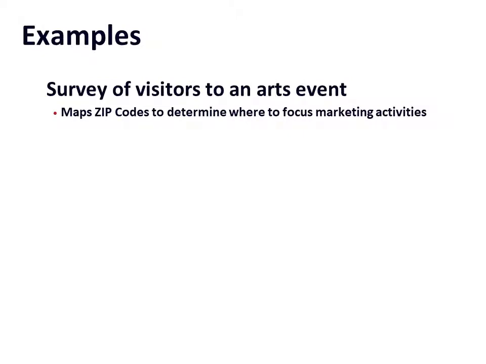So what are some examples? Surveys, visitors at an arts event. You're having an art show, you want to know where your audience is coming from, so you can target advertisements, or maybe you've just got the list of people who bought something and you want to target sales flyers in those areas. It's really simple. You have them sign up through some sort of mechanism where they provide you with an address, and maybe it's just zip codes that you're interested in. So you map zip codes to determine where to focus these activities.